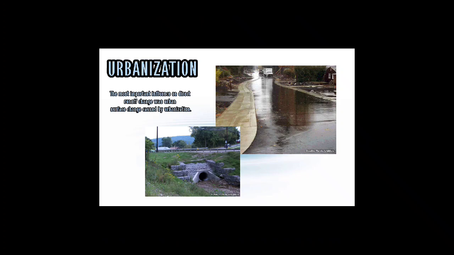The third one is urbanization. The most important influence on direct runoff change is urban surface change caused by urbanization. Urbanization can cause a large amount of pervious surface to turn into impervious surface, changing the hydrologic cycle and reducing infiltration rates. Urbanization typically results in alteration to the natural ground surface and stream channels of a basin. Surface permeability, basin size, stream density, roughness, and the channel length and slope can all be affected in a way that results in greater magnitude and speed of runoff.